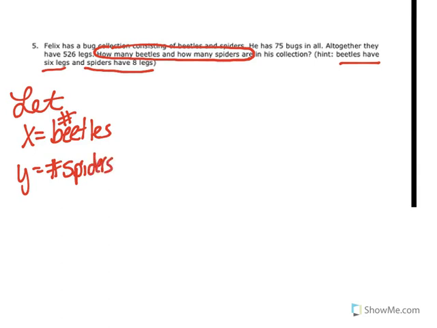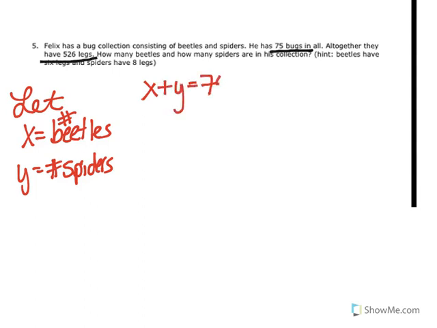So let's write two equations. So let's look at our question. One of the equations is going to deal with the total number of bugs, and the other one's going to deal with the number of legs. Okay, so total number of bugs. Well, if x is the number of beetles and y is the number of spiders, then x plus y equals 75. Now, to do the number of legs, we're going to have to multiply by however many legs they have. So 6 times the number of beetles plus 8 times the number of spiders is going to equal 526.